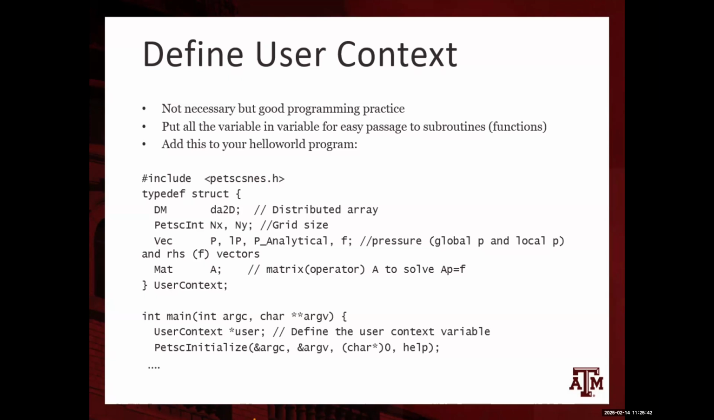Why do we include just the SNES header file? Oh, SNES, because SNES also has KSP. But yeah, we can use KSP. Okay to use just the generic petsc.h header file? It might not be enough, because if you just use general petsc.h, you might not have SNES or KSP or these things. But whenever you have SNES, SNES also has KSP and all the other things there.